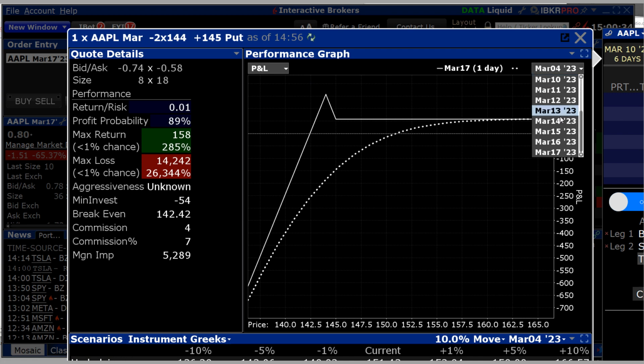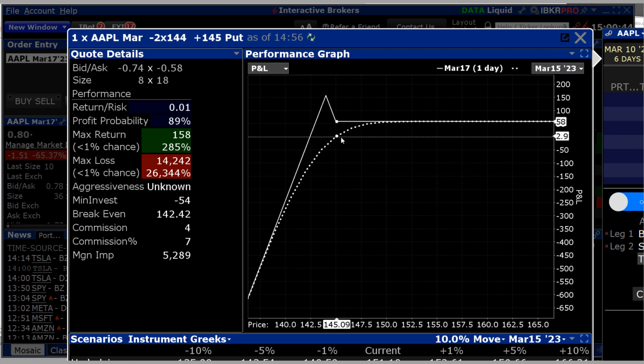So let's say by March 15th, so 2 days before expiration, this dotted line is where the value of this strategy would be at that day, and it looks like it's pretty much at zero. So even though this combo in your portfolio will say you've made $0 on this, I would just hold on to it for another 2 days and then see. Because if you were to close this position, then you basically break even right now with this strategy. However, if Apple goes from 145 to like 144 or 143, you're still going to be making some money because the break even is 142.42.